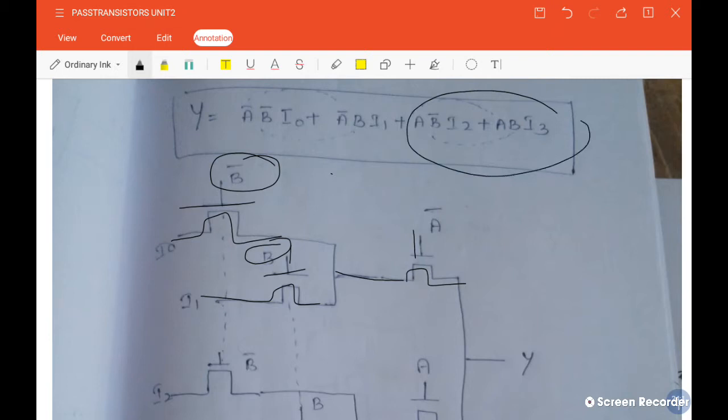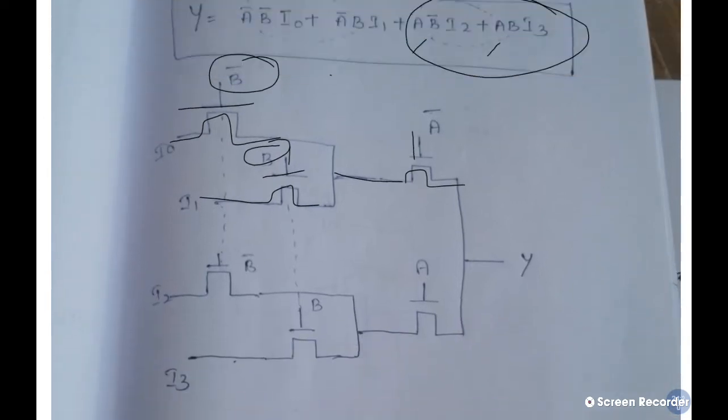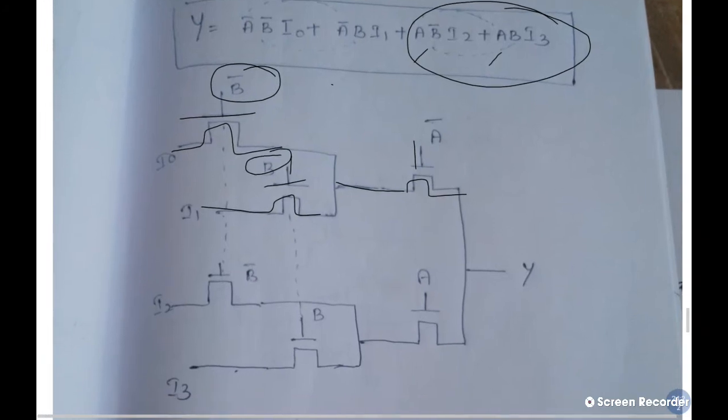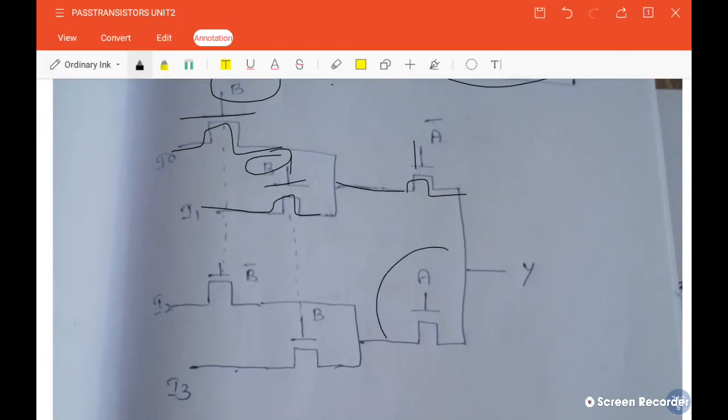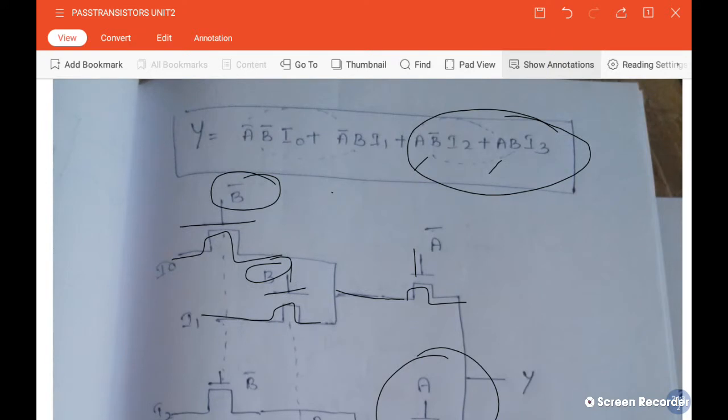So here you can see A is remaining constant. The A is constant here. So put a value of A NMOS, with A as the gate signal. For that you are drawing an NMOS, and then this is connected in series to the segment. What segment? A is common, so B bar I2 and B I3.